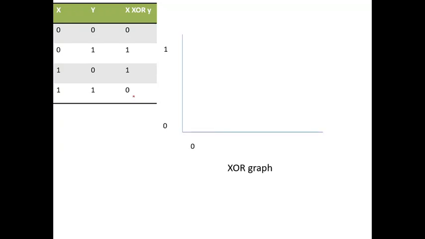Now you consider exclusive OR. If either of them is 1, then only the result is 1. Otherwise the result is 0. 0 exclusive or 0 is 0. 0 exclusive or 1 is 1. 1 exclusive or 0 is 1. 1 exclusive or 1 is 0. Now you represent it on the graph. 0 0 is 0, 0 1 is 1, 1 0 is 1, 1 1 is 0. Now I cannot separate the zeros and ones into groups with a single straight line.